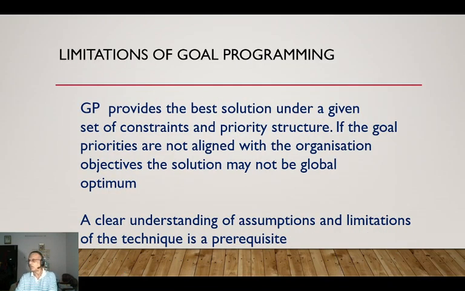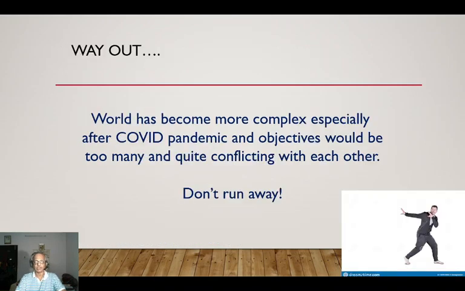What are the limitations of goal programming? Goal programming provides the best solution under a given set of constraints and the priority structure. If the goal priorities are not aligned with the organization priorities or organization objectives, the solution may not be global optimum. And a clear understanding of assumptions and limitation of the technique is a prerequisite for application of goal programming in your area. What is the way out?